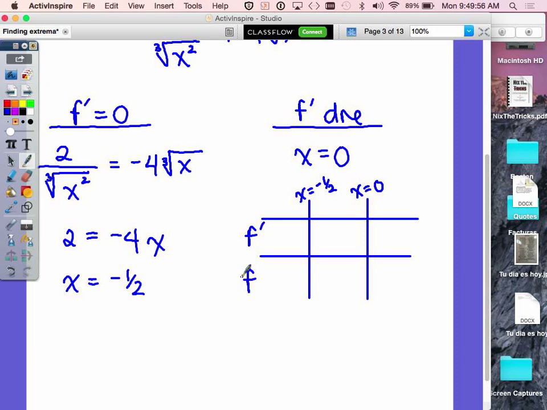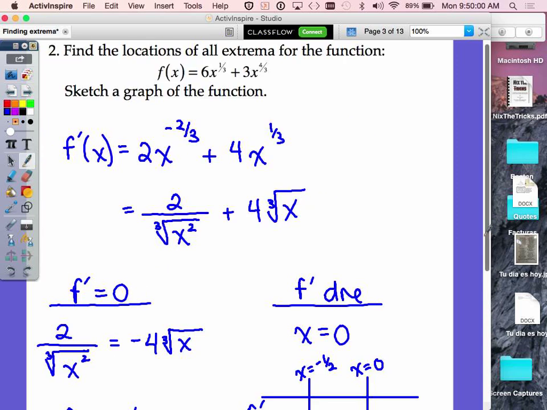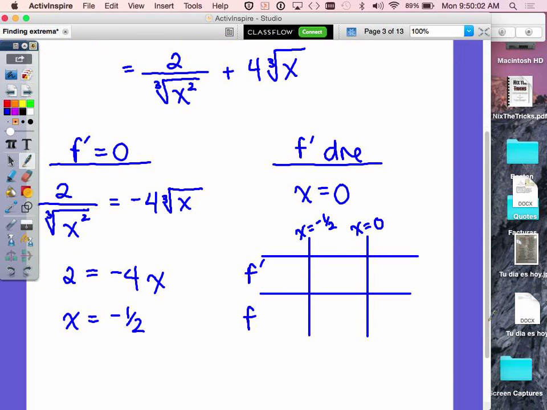To the left of minus 1/2, and I'm going to go back and look up here at my derivative function. To the left of minus 1/2, I might try negative 1 as a value. So if I put a negative 1 into here, it becomes positive 1. So this is going to be 2 divided by the cube root of 1, which is 2. And the cube root of negative 1 is negative 1, so that's going to be minus 4. So I get 2 minus 4, which is a negative number, which tells me that f is decreasing.